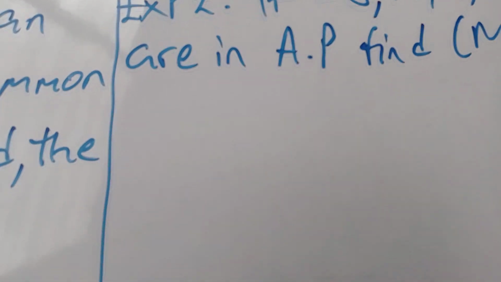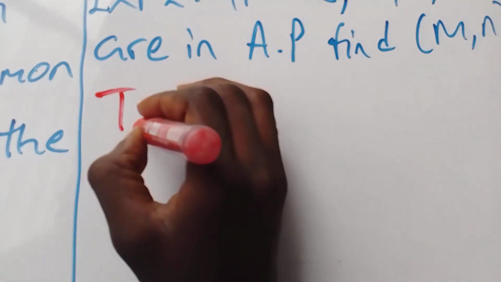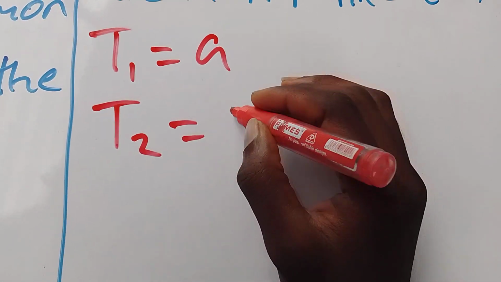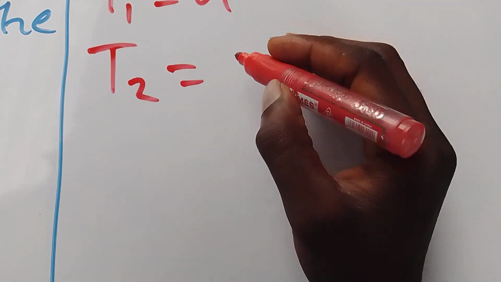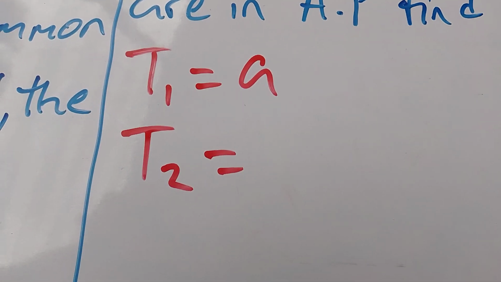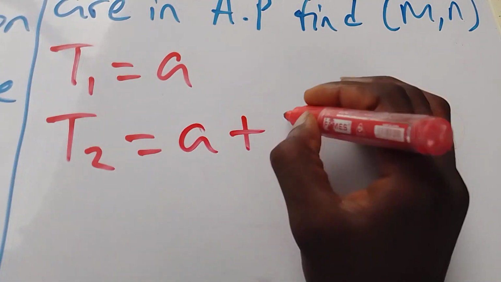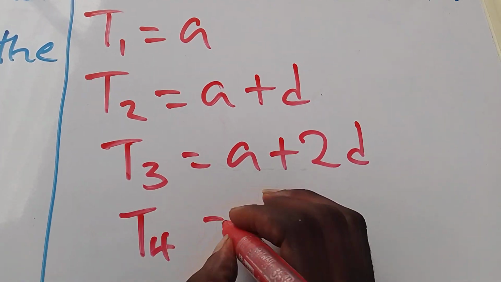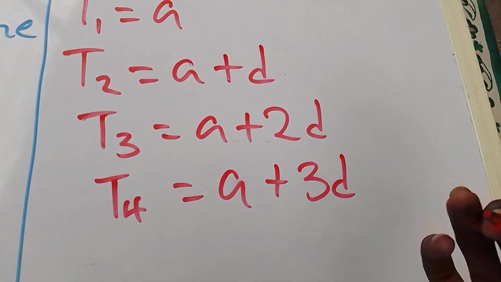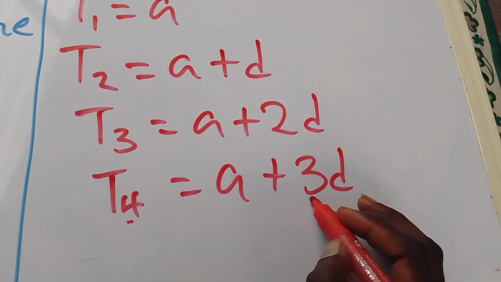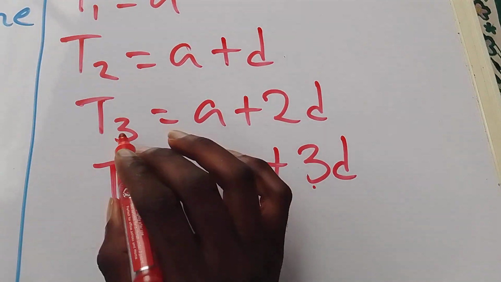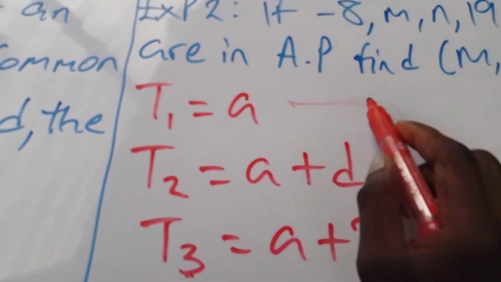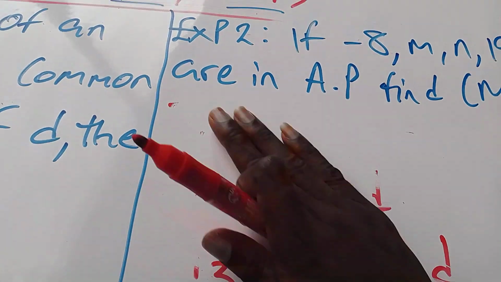Remember, there's one trick I want you to know: T1 is equal to the first term A, T2 is equal to A plus D, T3 is equal to A plus 2D, T4 is equal to A plus 3D. If you observe, that's where they bring in n minus 1. For T4, 4 minus 1 is 3, 3 minus 1 is 2, 2 minus 1 is 1, and 1 minus 1 is 0. That's why you don't have D there at all. Do you get? So let's keep that trick aside.